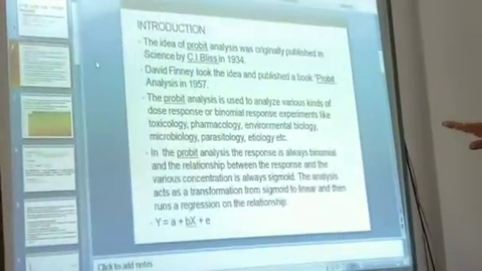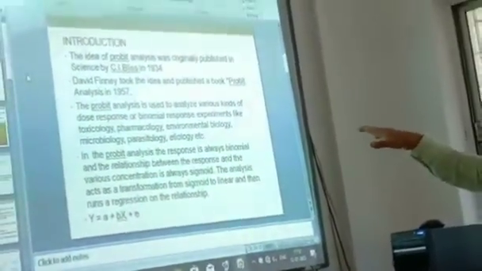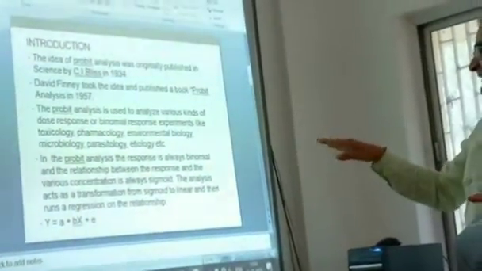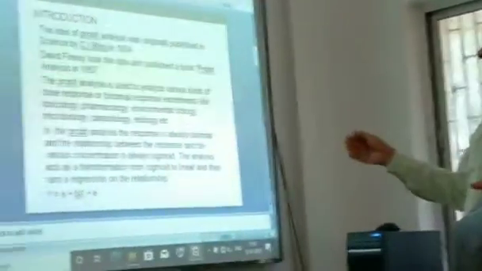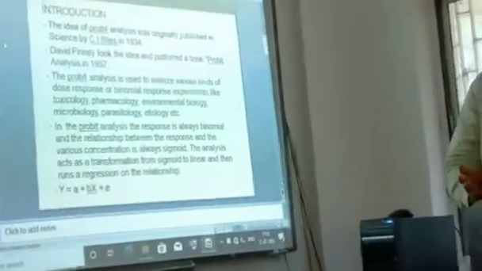Here it is mentioned that in probit analysis, the response is always binomial, and the relationship between the response and the various concentrations is always sigmoid. The analysis acts as a transformation from sigmoid to linear and then runs a regression. Clear?